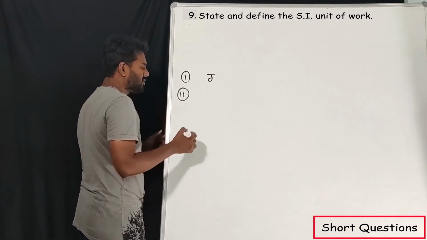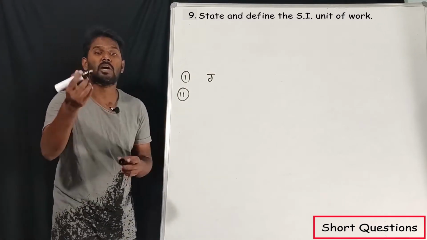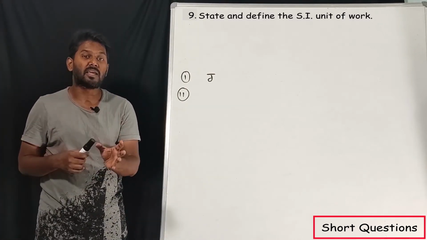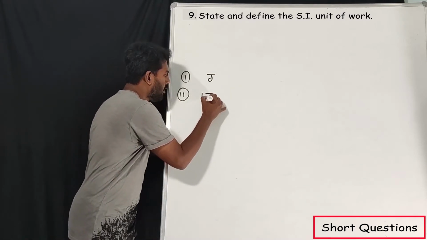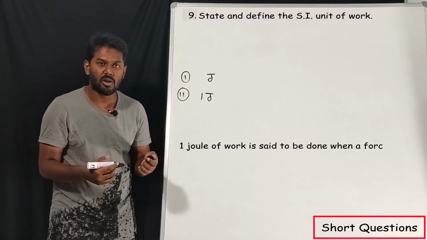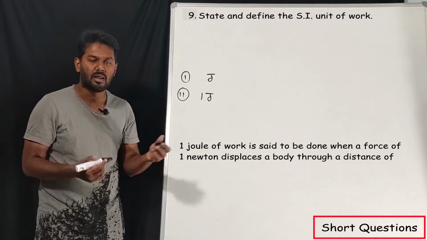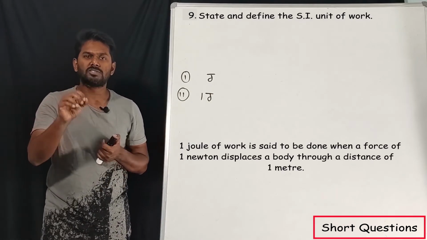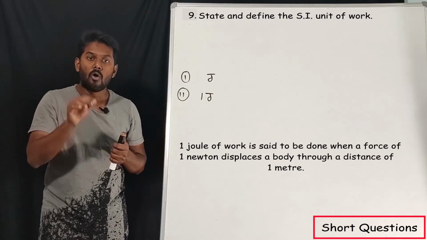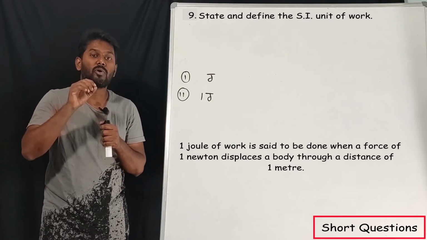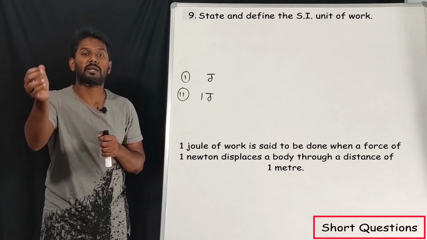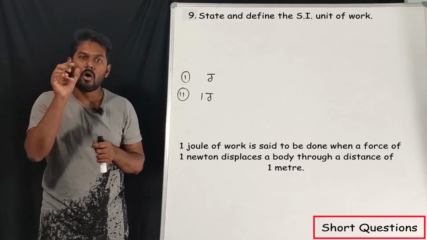There is one more question. We have to define 1 joule. Whenever we are defining a unit, we have to talk about 1 joule. We have to use this word 1 joule. This is for work done. Now we'll define it. 1 joule of work done is when a force of 1 Newton displaces a body through a distance of 1 meter. So everything will be 1.